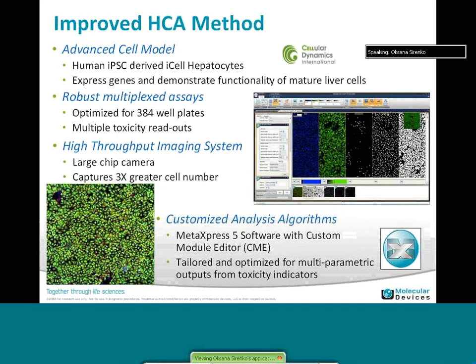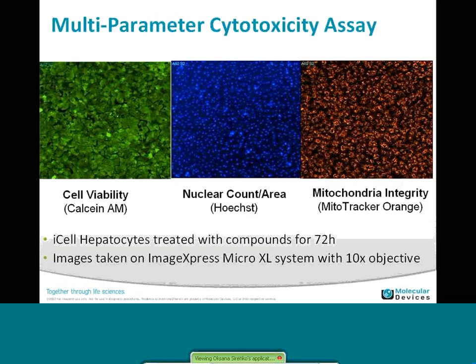Also, we have used the latest upgrade of MetaMorph MetaExpress software, which includes a custom module editor. These customized analysis algorithms allow us to make tailored and optimized multi-parametric outputs from multiple different toxicity readouts. Our multi-parametric cytotoxicity assays include cell viability markers like calcein AM, nuclear marker Hoechst, and mitochondrial integrity marker MitoTracker Orange.